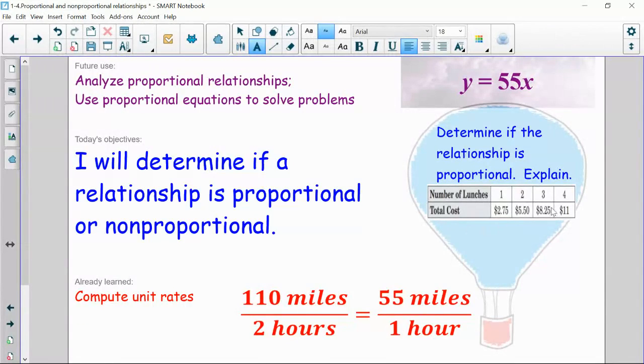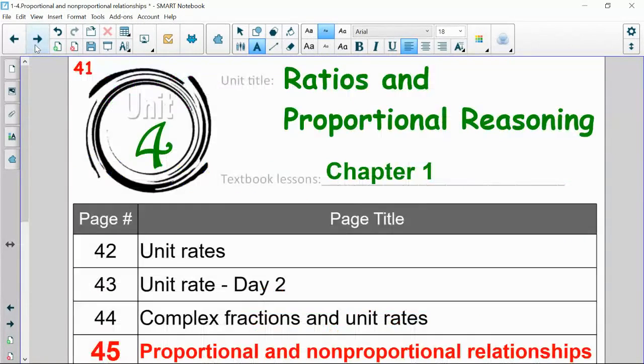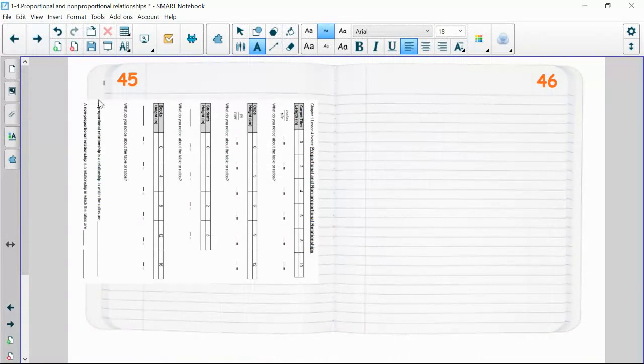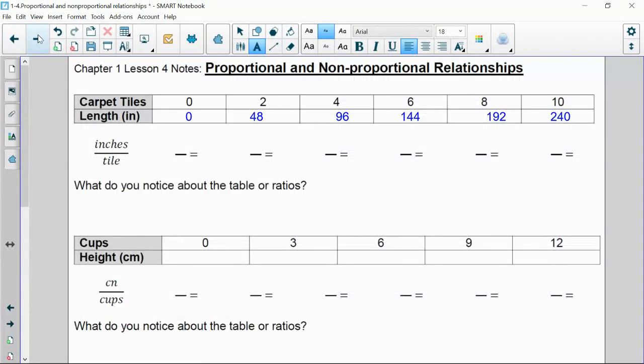Sometimes we have to look at tables to find our unit rates. That is because eventually we are going to be matching and knowing if a relationship is proportional from its table and graph, all built in together. So we did unit rates day 2, complex fractions with unit rates. Now we're looking at proportional and non-proportional relationships. You have one page of notes, and it's more of a hands-on activity today.